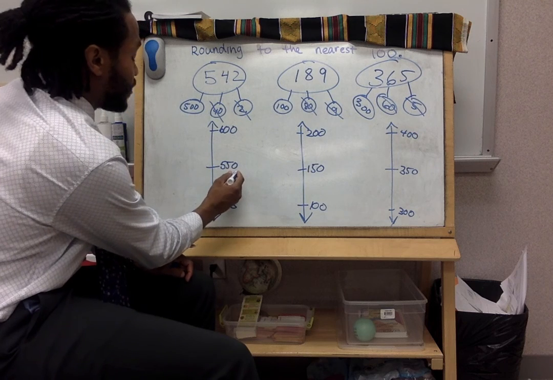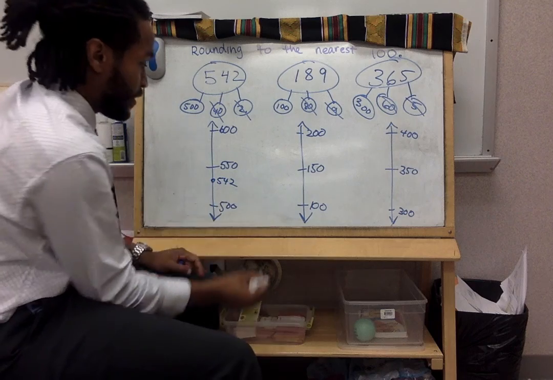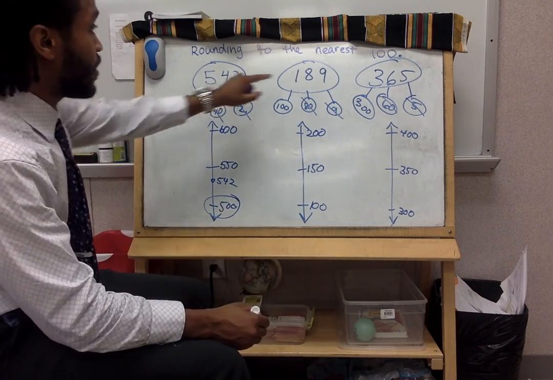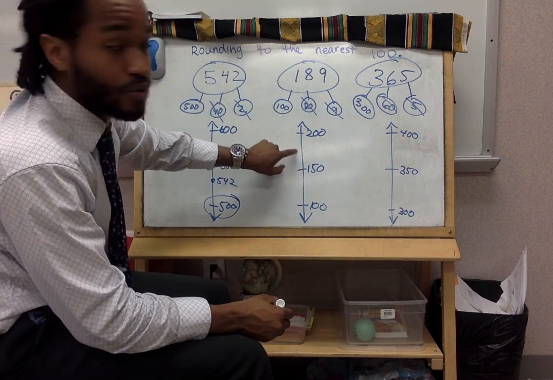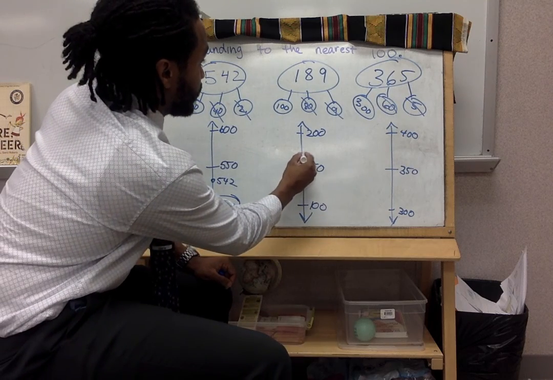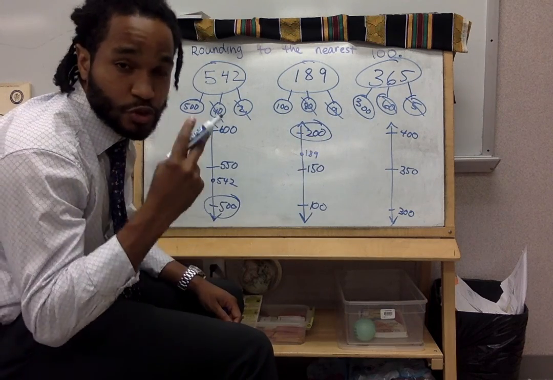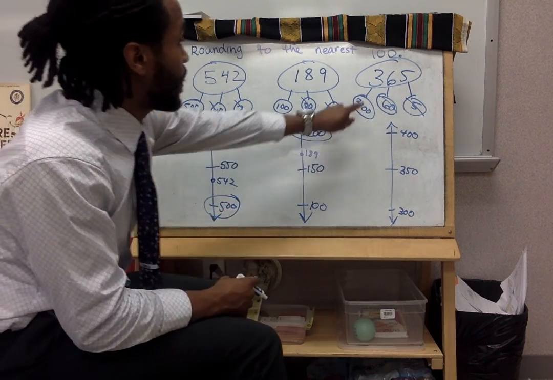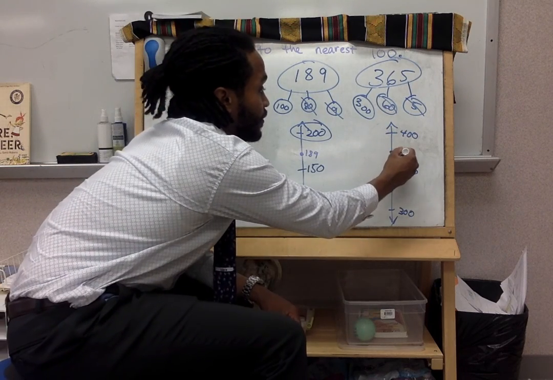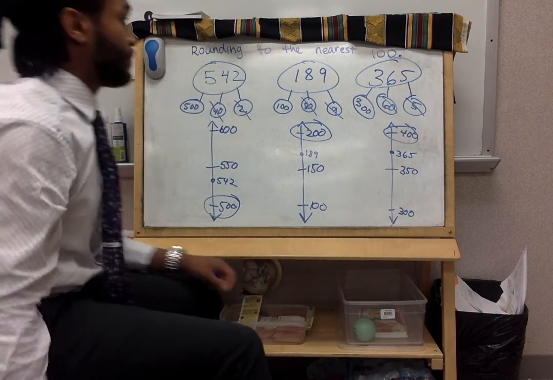542 is below 550 and above 500. 542 is closer to 500. 189 is more than 150, but it's less than 200. So it'll probably go around here. So it's going to round up. This is visual proof. This is why it works. 365 is more than 350, so it goes above here. And it's less than 400, so it rounds up to 400.